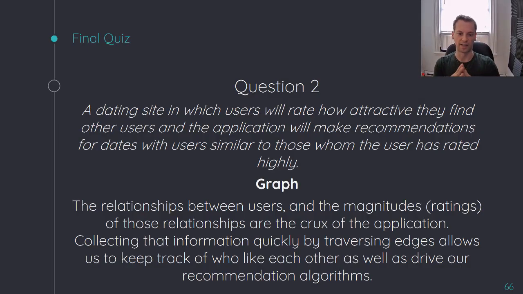For question 2, the dating site. This one calls for a graph database. The relationships between the users and the magnitudes of those relationships are the crux of the application. We want to be able to collect that information quickly by traversing edges, then that'll allow us to show what our recommendations are and what our connections are to our users in a very fast and user-friendly way.